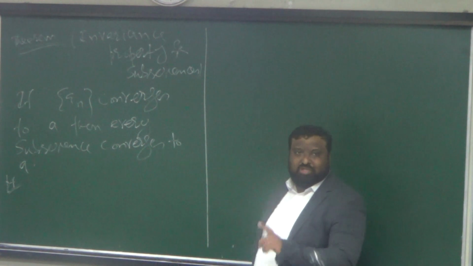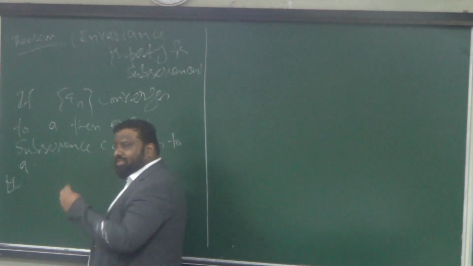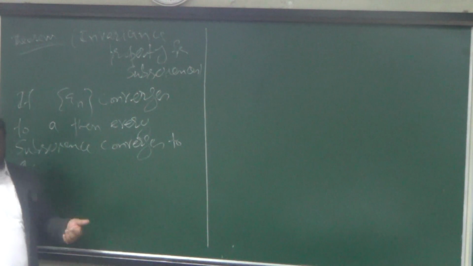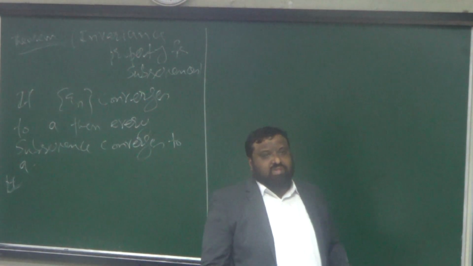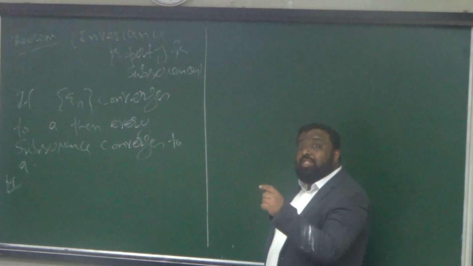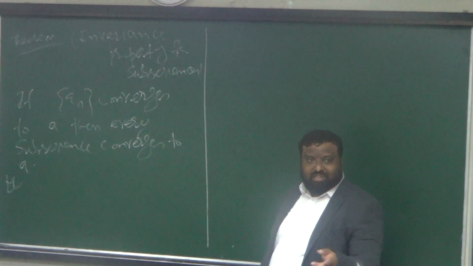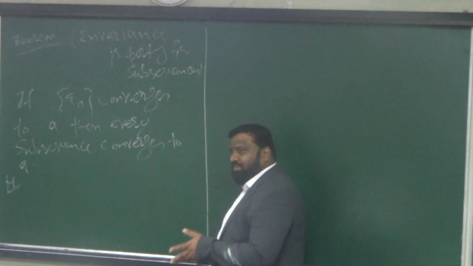Don't you think the contrapositive is going to be that if you take two subsequences and they have different limits, then the sequence is divergent? So you got another criterion to prove that something is divergent.